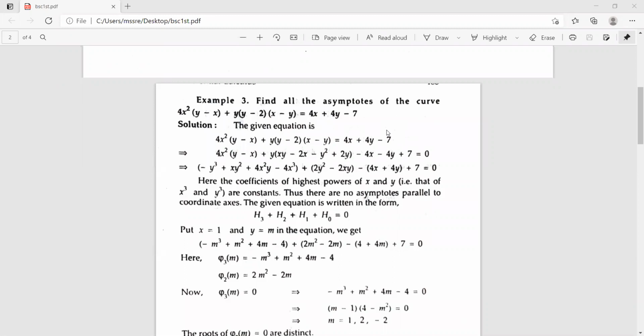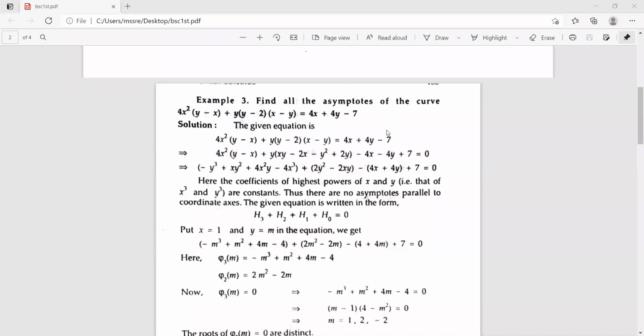This implies 4x square into y minus x plus y into xy, that is, I am multiplying this here, minus 2x minus y square plus 2y, and taking that 4x plus 4y minus 7 to the left hand side, you will get minus 4x minus 4y plus 7 equals 0. Again, simplifying further, you will have minus y cube plus xy square plus 4x square y minus 4x cube. This is just by multiplication, plus 2y square minus 2xy minus 4x plus 4y plus 7.